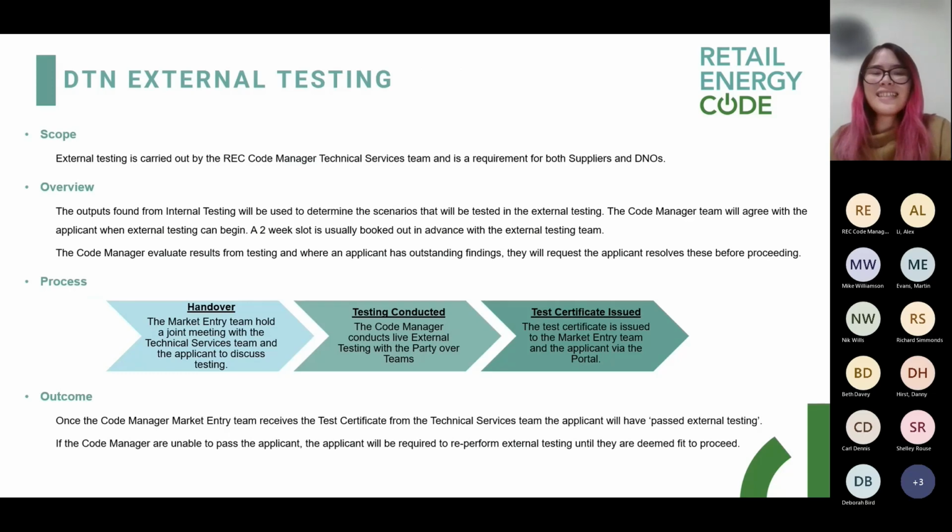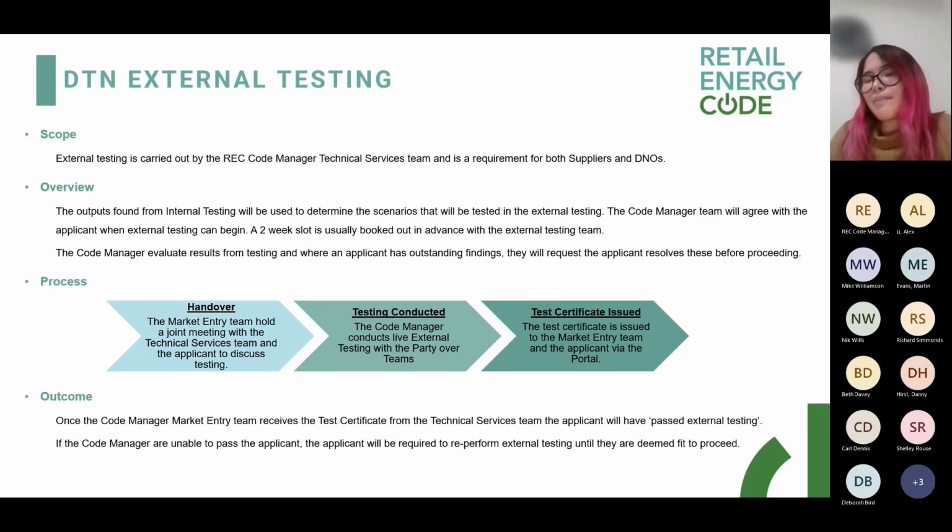So this is our DTN external testing, with DTN standing for the Data Transfer Network. So this testing is focused on your ability to send data flows via the data transfer network, and it's carried out by our technical services team, and it's required for both suppliers and DNOs. Your internal testing will help determine the in-scope scenarios for your external testing, and the scoping itself is determined by the market entry team, so Daniel and myself, as part of our handover to our technical services team.